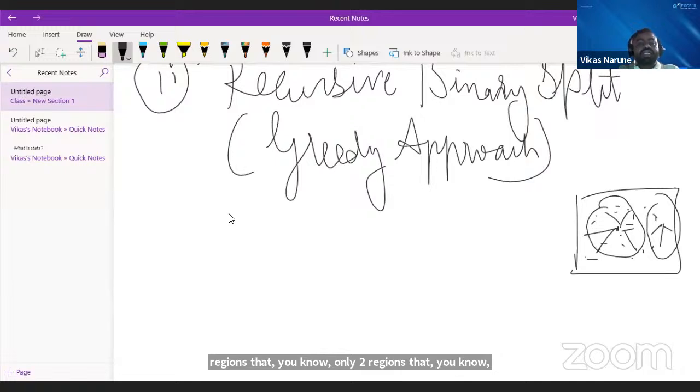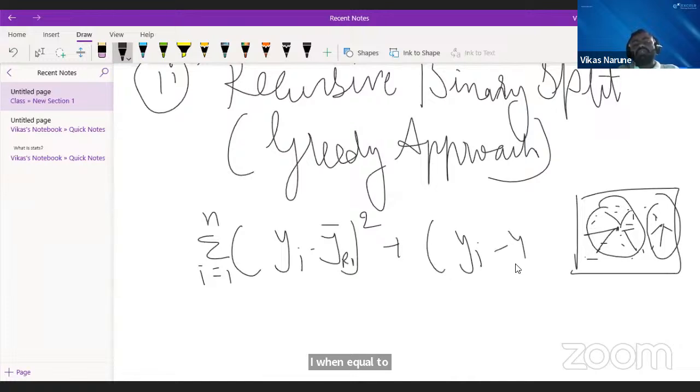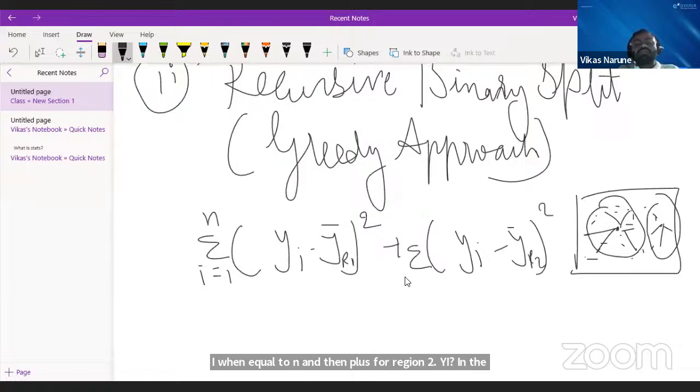So let me write that they're going to divide the data into regions. I'm going to write the same equation: yi minus y bar, the centroid, whole square, summation for all the data points present in region 1, R1, i equal to 1 to n, plus, for region 2, yi minus y bar of region 2 whole square, with the summation for the second region for all its points. And this has to be minimum.